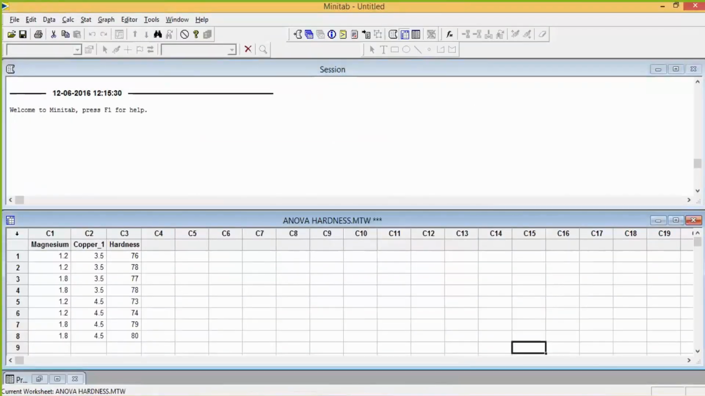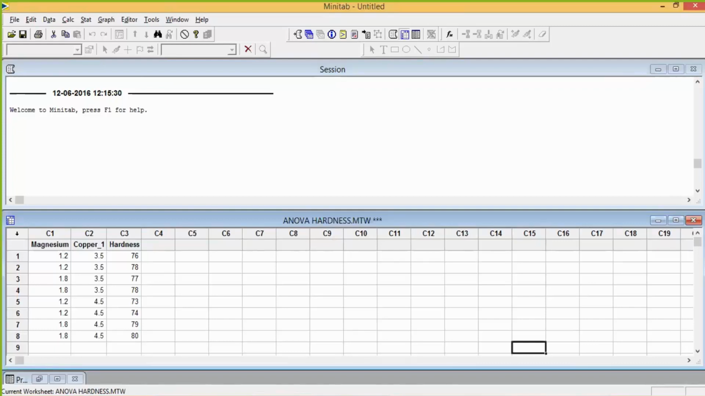See here, I opened a file called magnesium copper hardness. Which column will be the dependent variable and which column will be the independent variable? See, the presence of magnesium and copper causes hardness. So hardness will be the dependent variable and magnesium and copper will be the independent variables. The presence of magnesium and copper has an impact on the hardness of the casting. Is everybody clear on this basic thing?